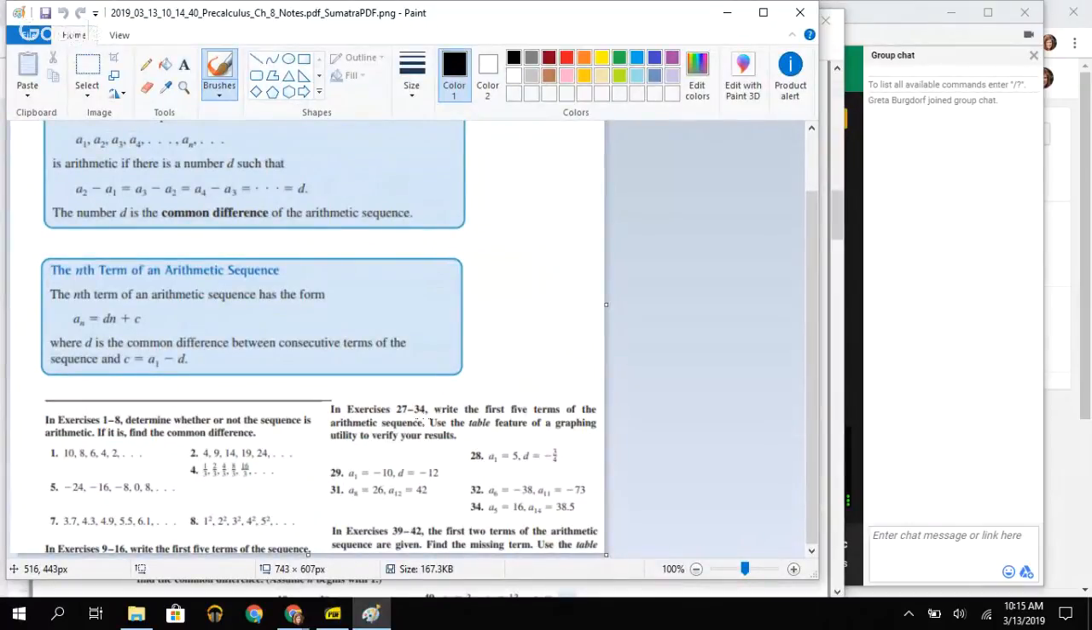Okay. For example, number 4, even though it's really small, I was trying to zoom out. 1/3, 2/3, 4/3, 8/3, 16/3. The difference between the first two terms is 1/3. The difference between the second two terms is 2/3. So number 4 would be a big old no, right?